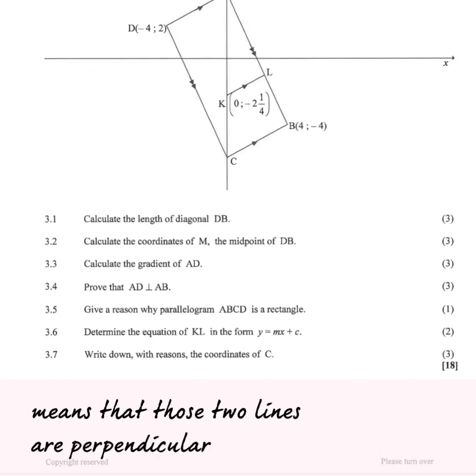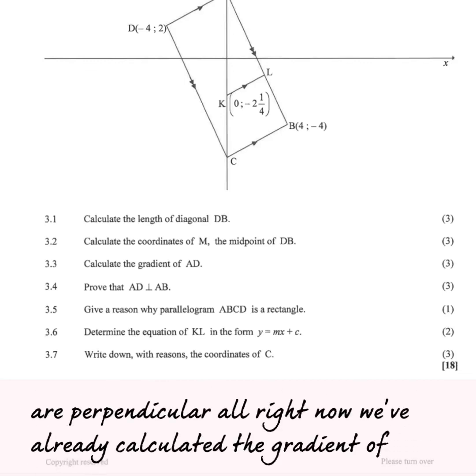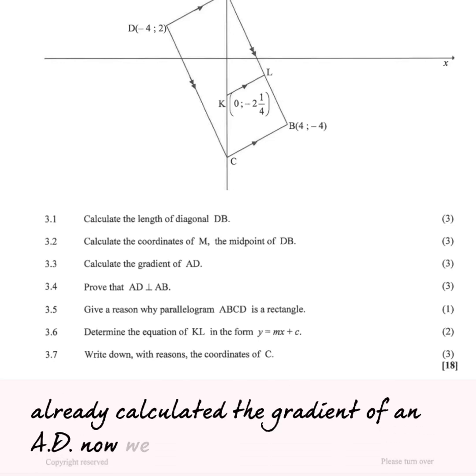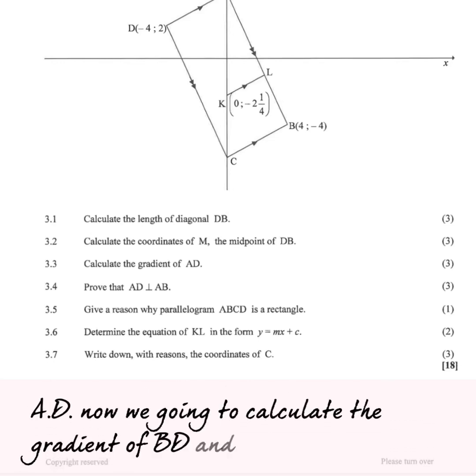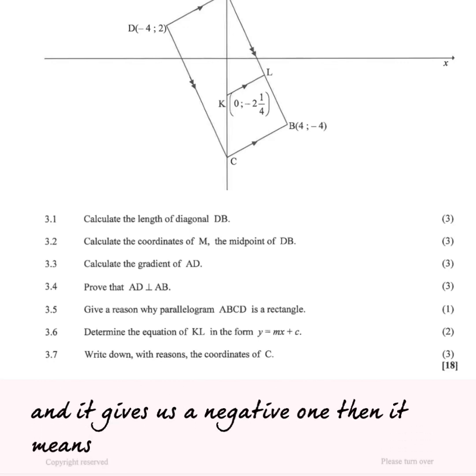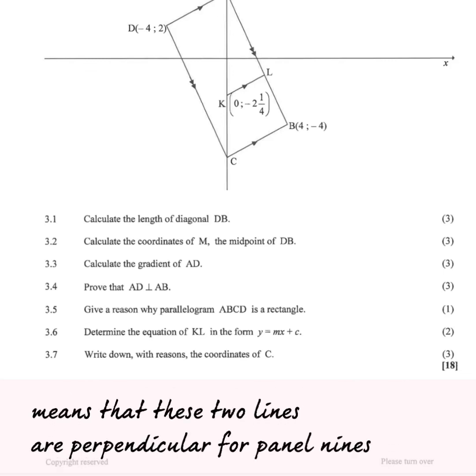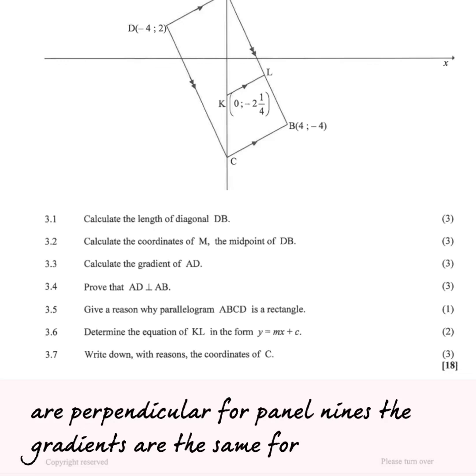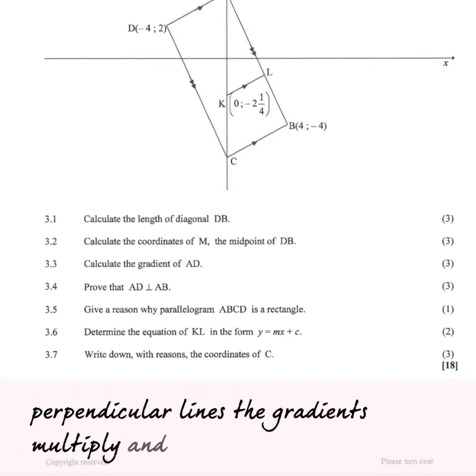Now we've already calculated the gradient of AD. Now we're going to calculate the gradient of AB and compare the two values. If we multiply them and it gives us -1, then it means that these two lines are perpendicular. For parallel lines, the gradients are the same. For perpendicular lines, the gradients multiply and equal -1.